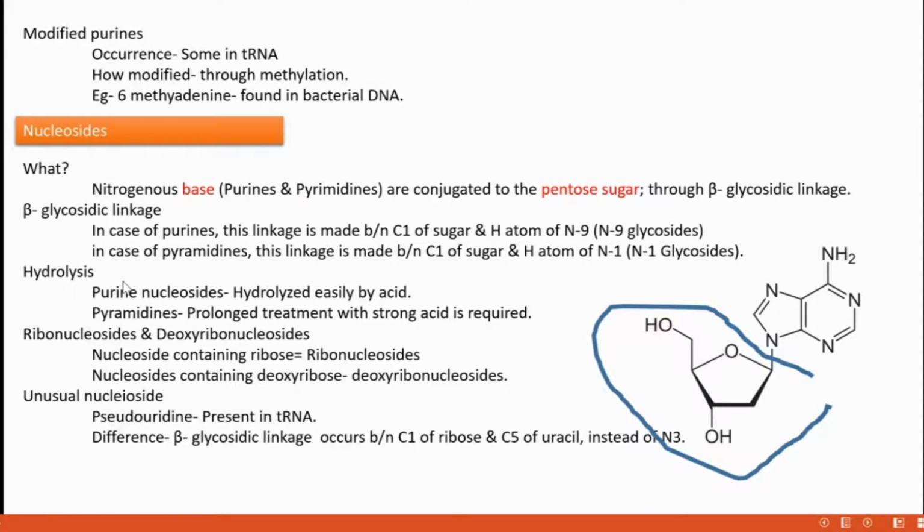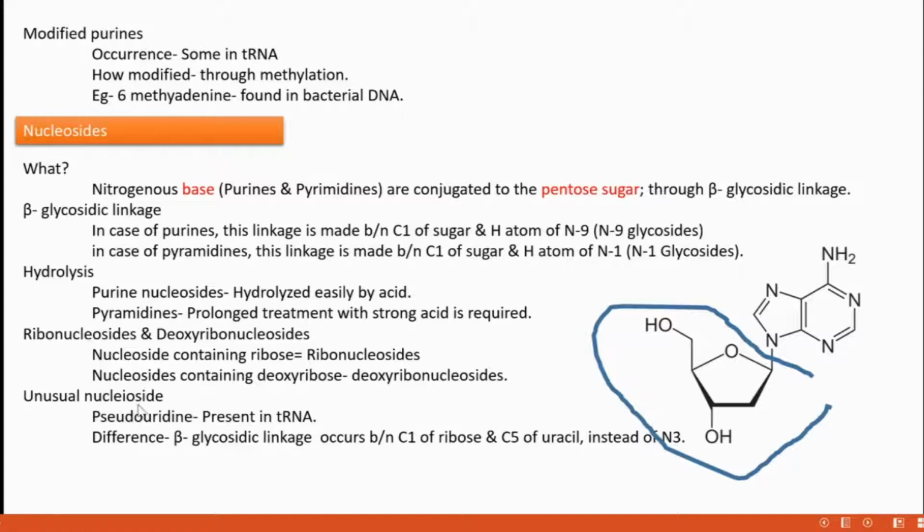The hydrolysis of nucleosides. Purine nucleosides can be very easily hydrolyzed by acid. But pyrimidines are much more stable, so prolonged treatment with strong acid is necessary; only then can we hydrolyze pyrimidines. Then ribonucleosides and deoxyribonucleosides. Nucleosides containing ribose are called ribonucleosides, and nucleosides containing deoxyribose are called deoxyribonucleosides. That's the difference.